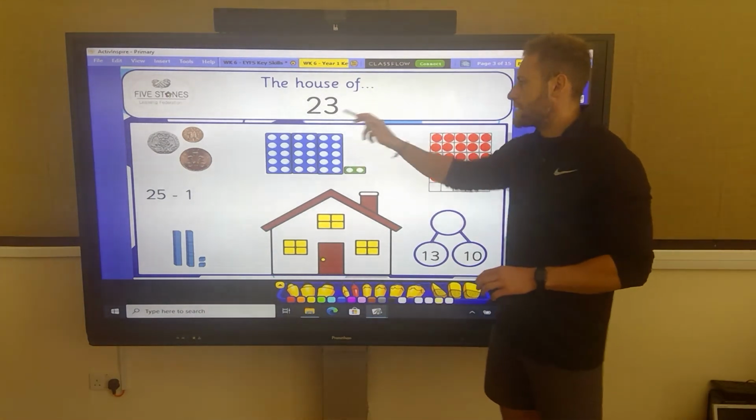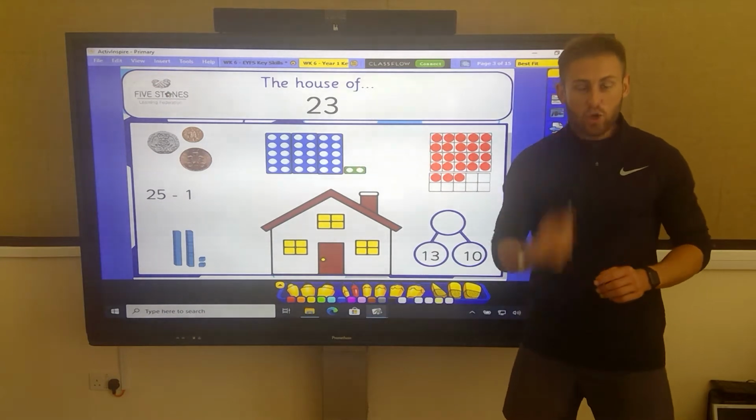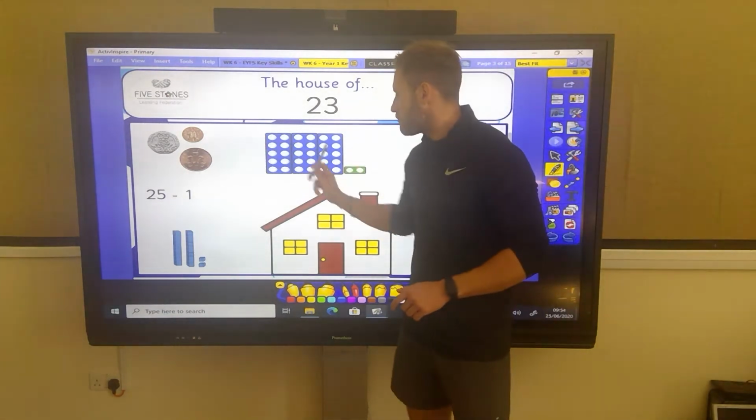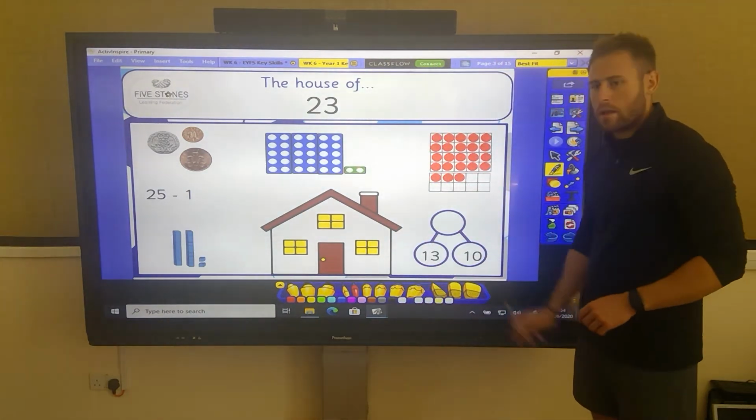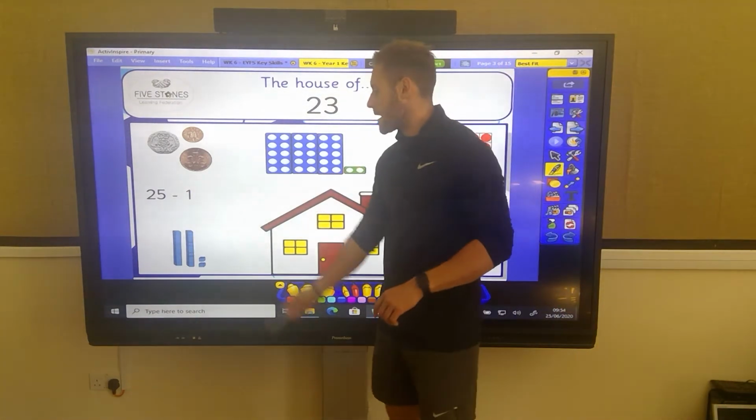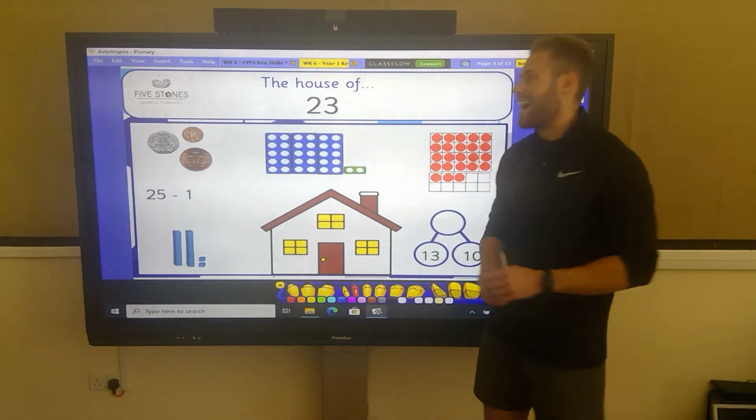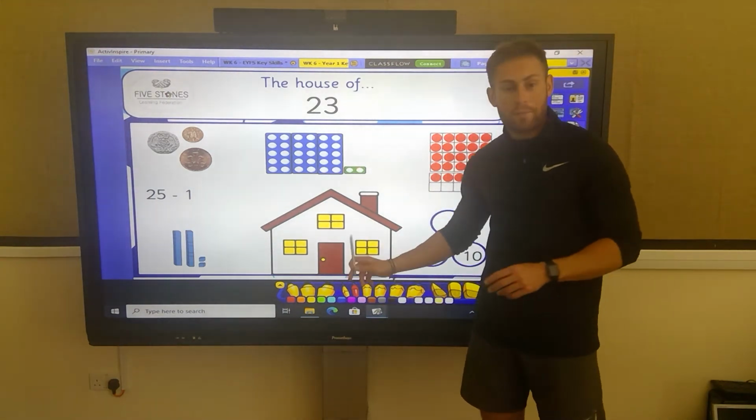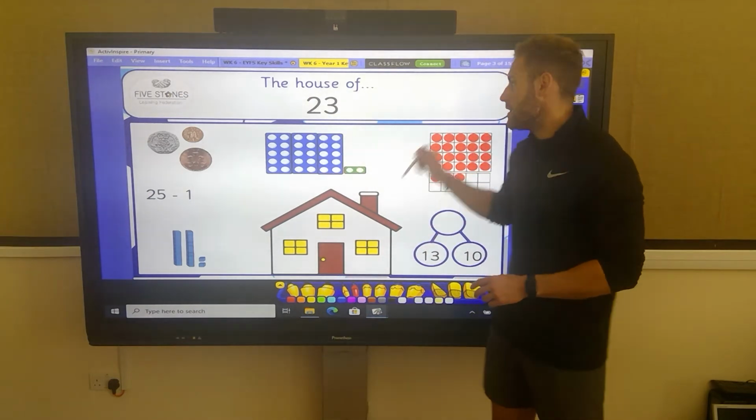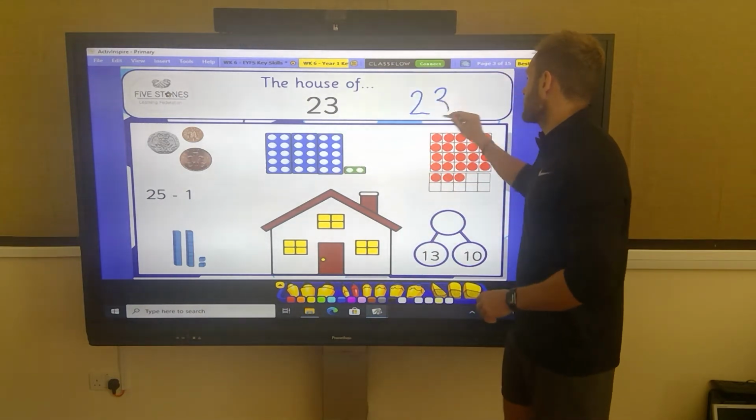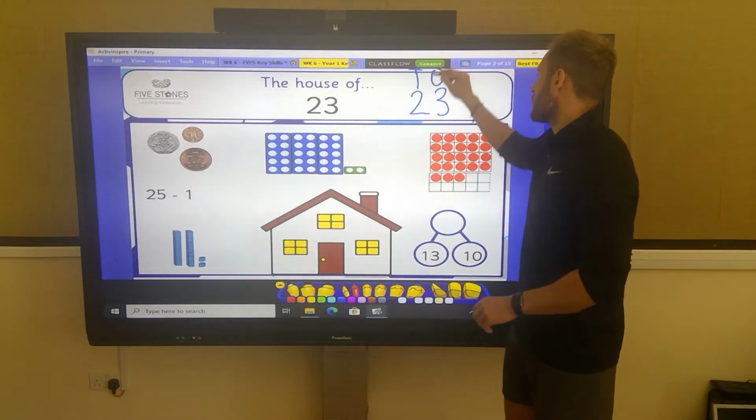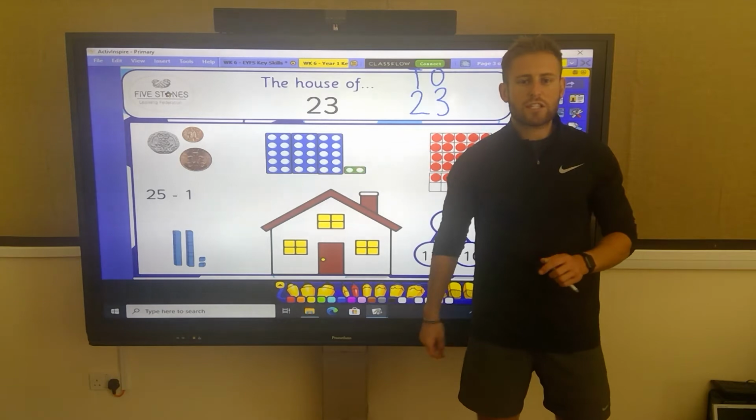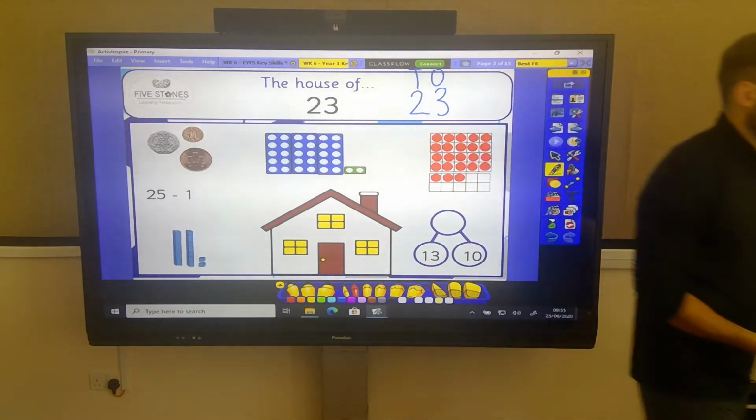The house of 23. Now this one's all up to you. See whether the money, the numicon, the tens frame, the part whole model, the number sentence, or the base 10 is allowed inside the house of 23. Remember, only representations of 23, 2 tens, 3 ones are allowed inside the house of 23. Pause the video to give yourself some working out time.